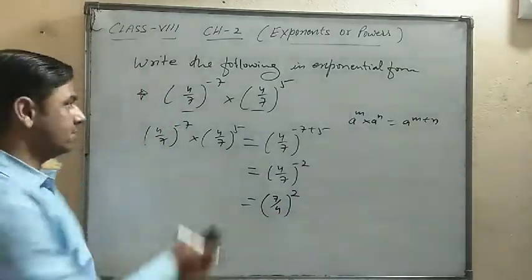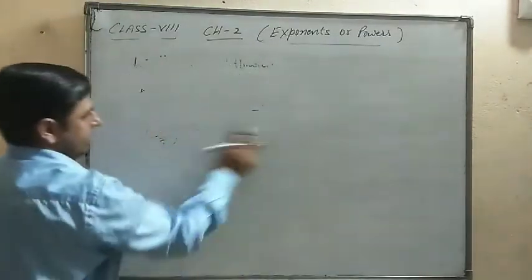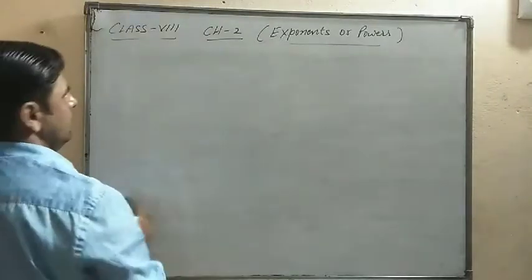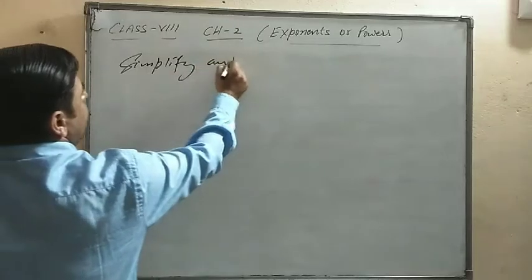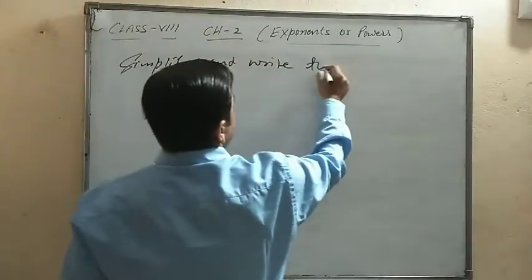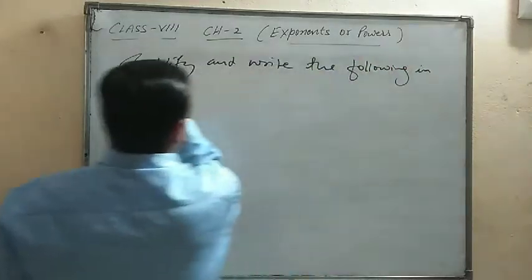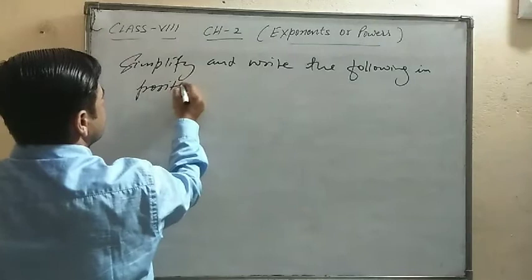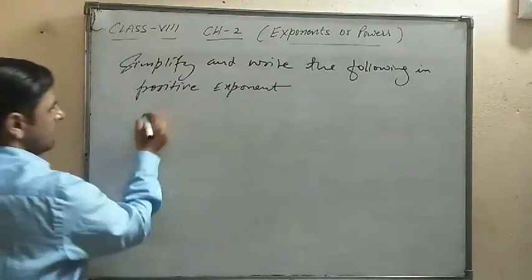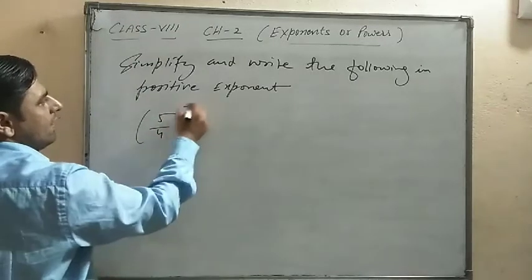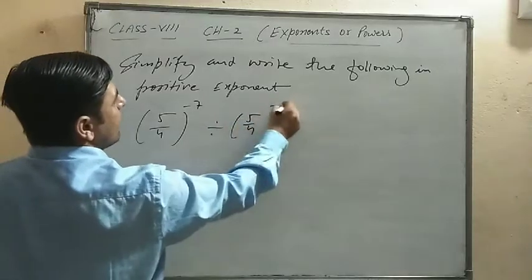So the next one is: simplify and write the following in positive exponent. So 5 by 4 raised to power minus 7 divided by 5 by 4 raised to power minus 4.